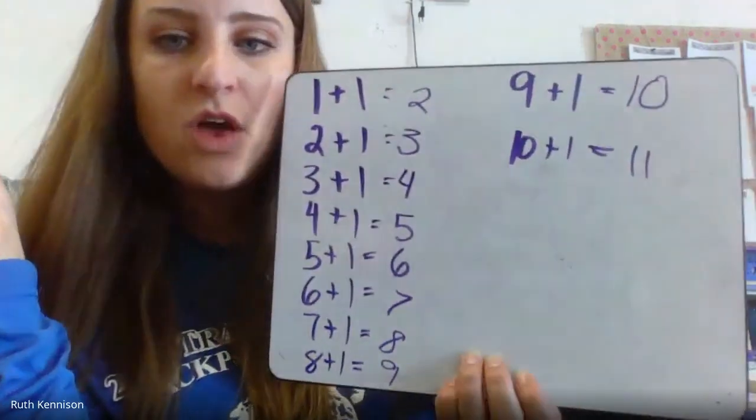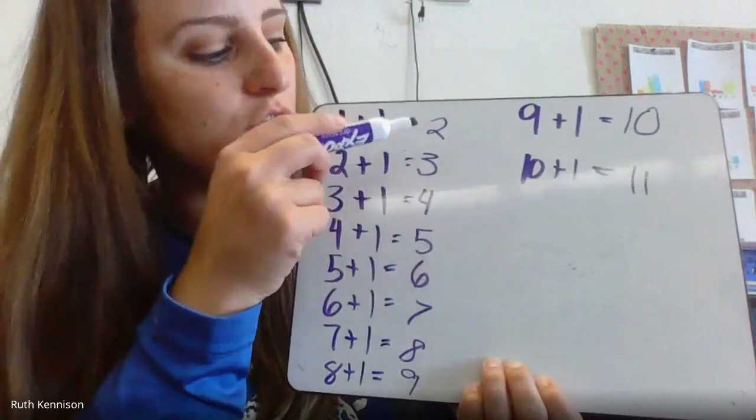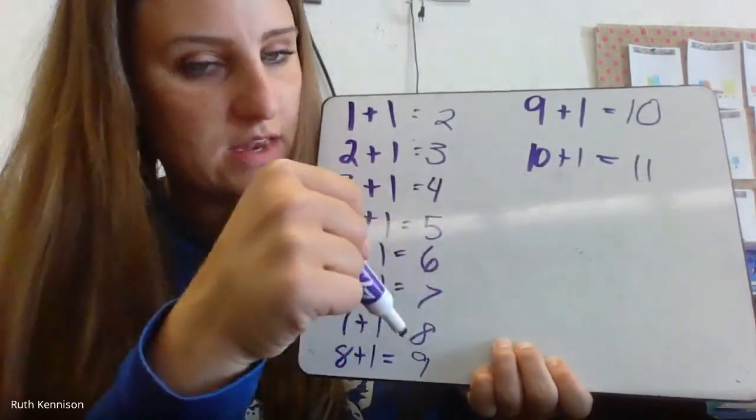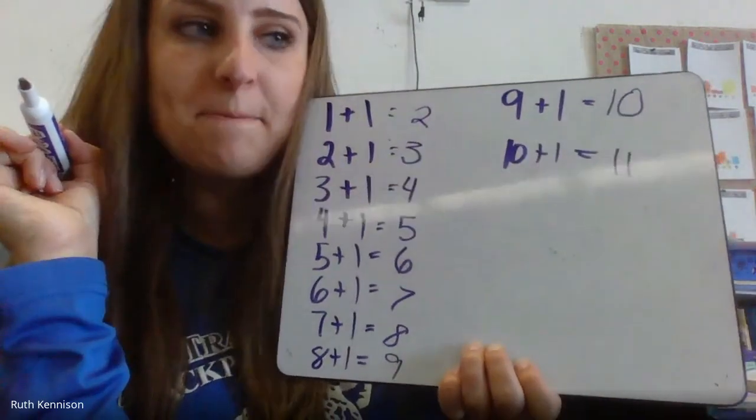And if we notice, when we write it down like this in our addition chart, there is a pattern. Our answers go 2, 3, 4, 5, 6, 7, 8, 9, 10, 11. Right? There is a pattern.